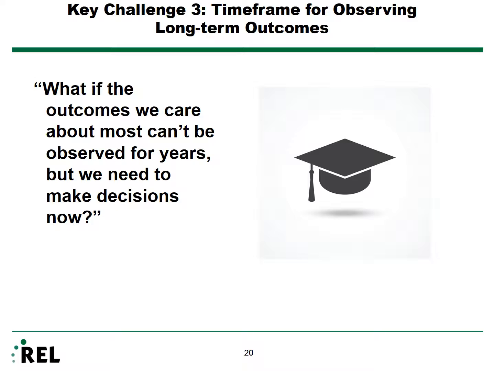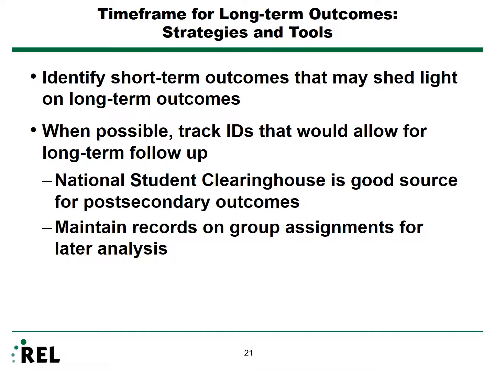An educator might ask, what if the outcomes we care about most can't be observed for years, but we need to make decisions now? How can you set yourself up for learning the most you can from an opportunistic experiment? There are a variety of approaches that might help you make the most of the experiment. When possible, districts and educators can identify short-term outcomes that may shed light on long-term outcomes.